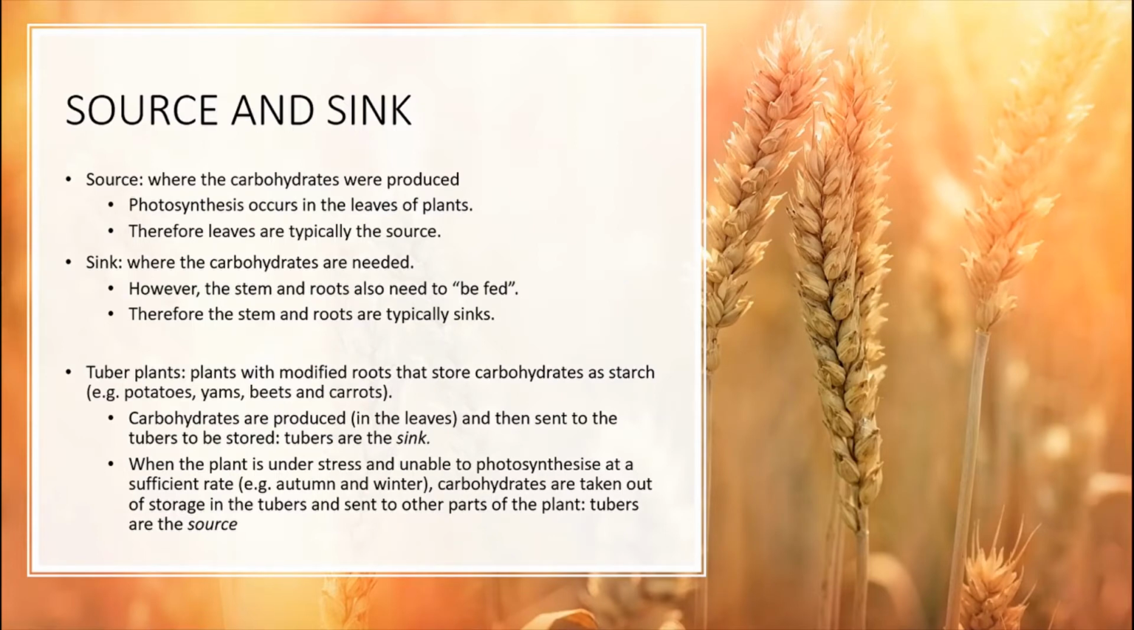So typically in ideal situations, they are the sink, but in conditions such as the season of autumn or winter, or in other stress conditions, we need carbohydrates to be taken out of storage because our leaves are not producing enough. And so therefore in that situation, our tubers would be our source.